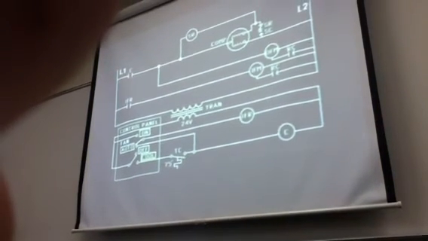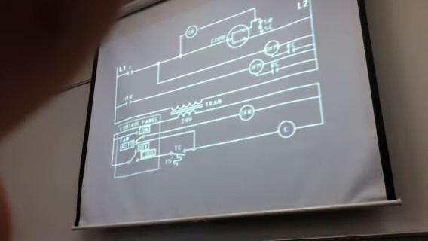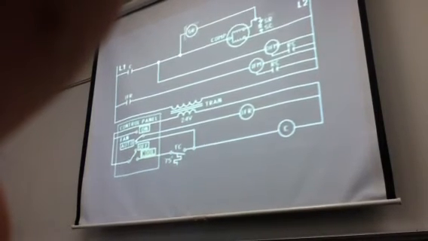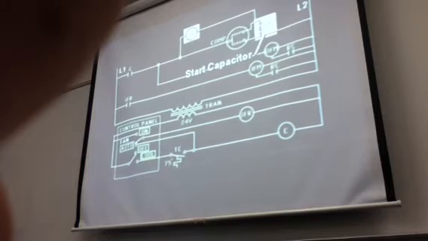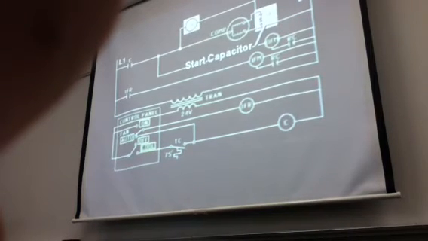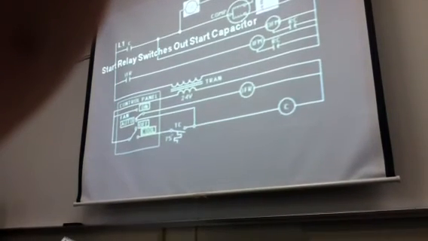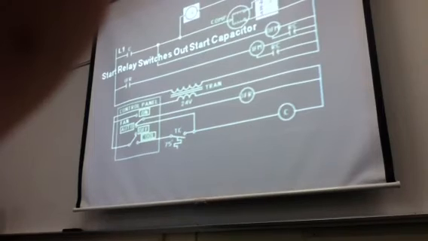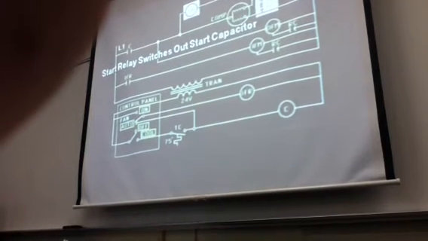AC induction motors use capacitors to provide a boost to start the motor and improve efficiency once the motor is running. As we mentioned earlier, a start capacitor is used to provide a high starting torque for large motors, such as those used in compressors. The start capacitor is switched out of the circuit as soon as the motor is running.